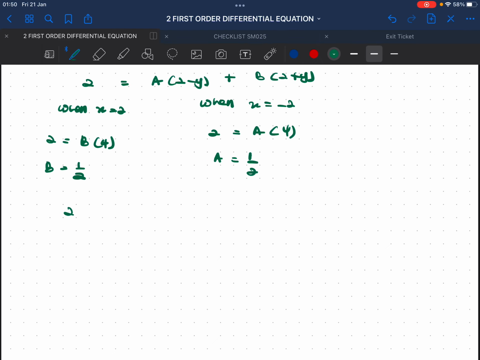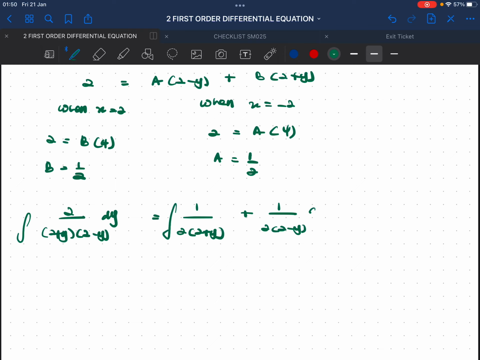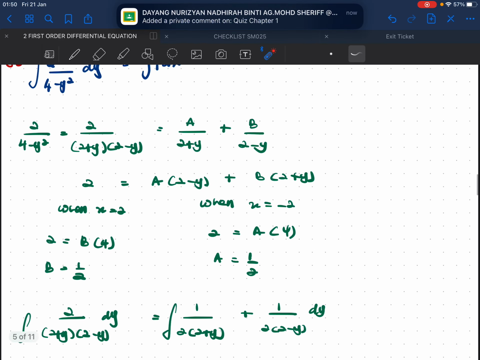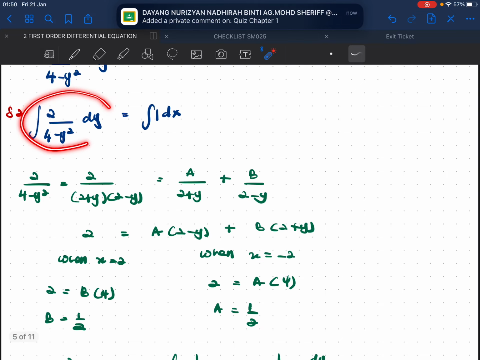Put back to the partial fraction there. 2 over (2 plus y)(2 minus y) equals to 1 over 2 (2 plus y) plus 1 over 2 (2 minus y). Okay, so now we are going to integrate this. Integrate dy, integrate dy. Alright, so remember this part here is from this part here.